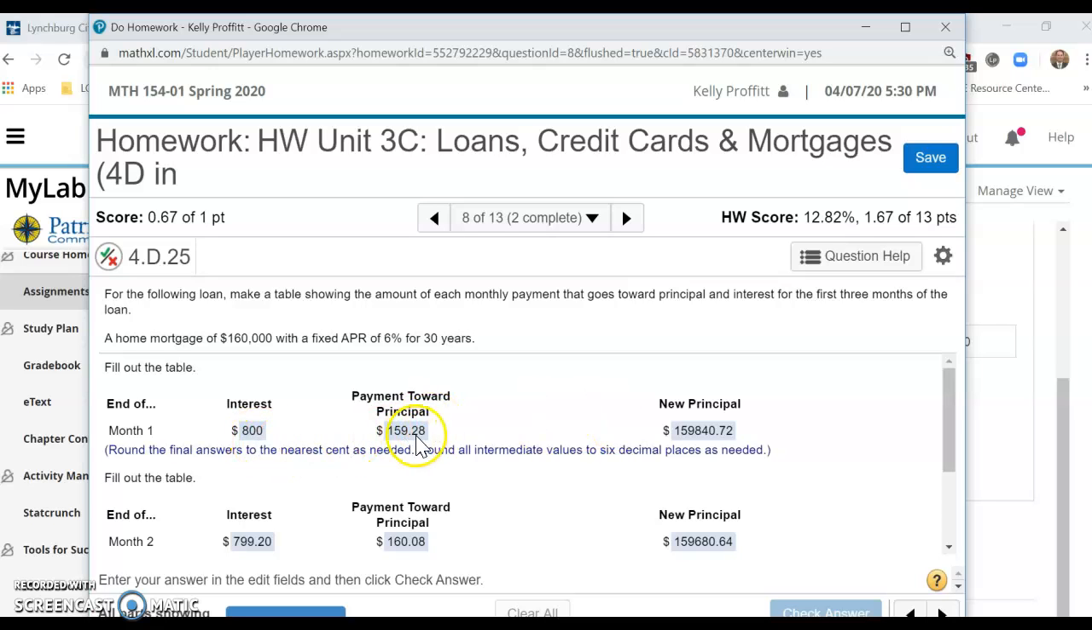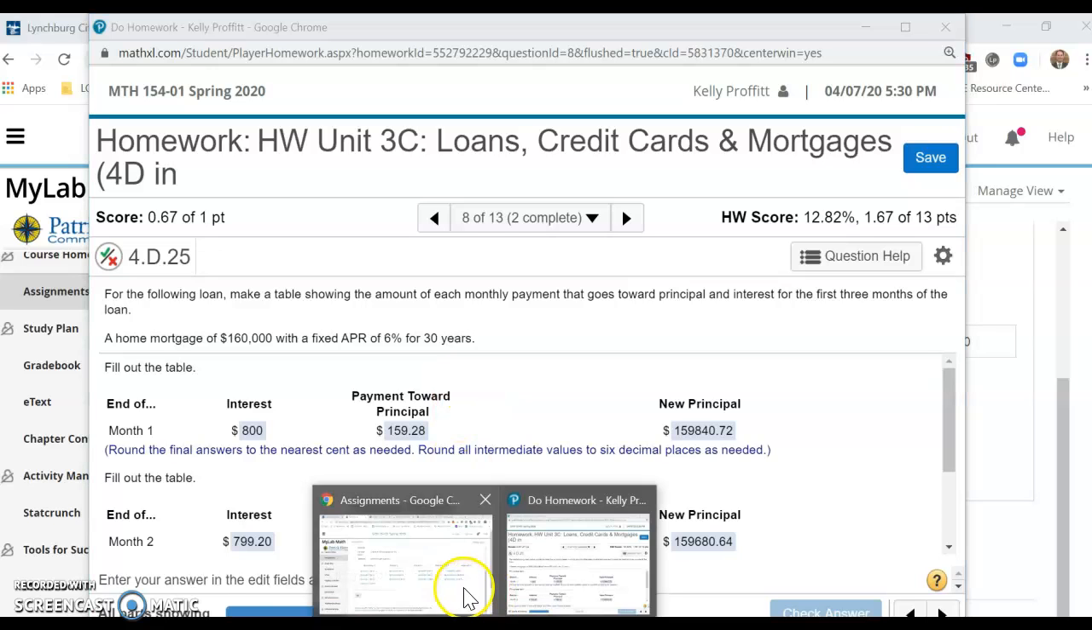So if you add the 800 and the 159.28, that gives you the monthly payment. And then your new principal is found by subtracting off the amount of your payment that went towards the principal from the $160,000 loan. Let me show you how you can do this. I have this one written out, I think. So let's pull that one up.